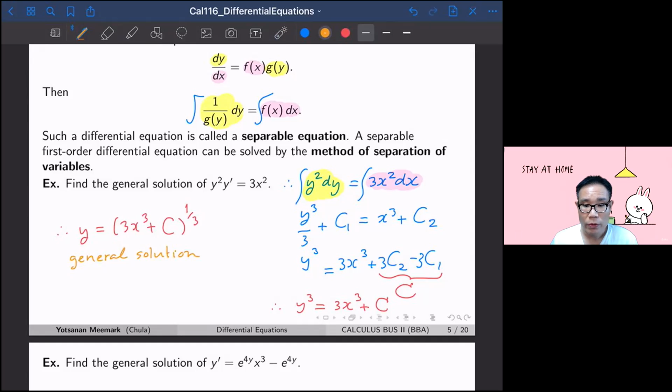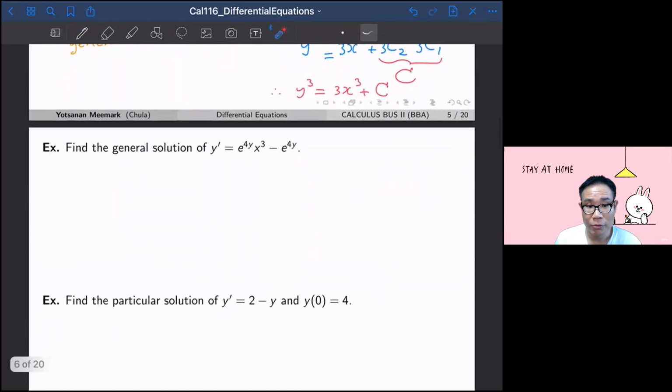Okay, so for this one, you see that you don't need to add a constant on both sides. You basically just add it on one side of the equation, that's fine, for this constant. So you don't need to add it on both sides.